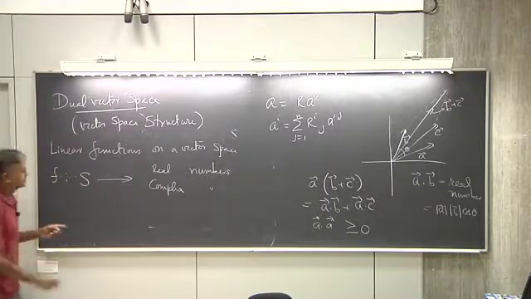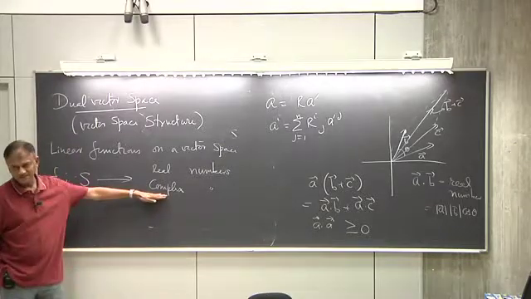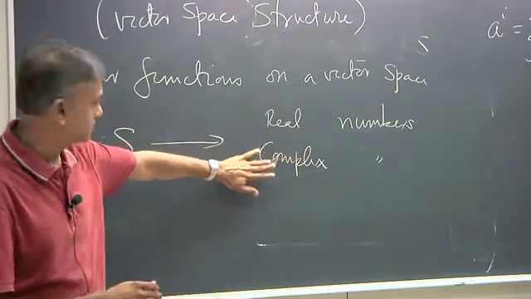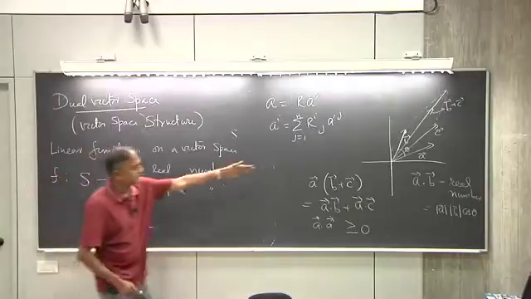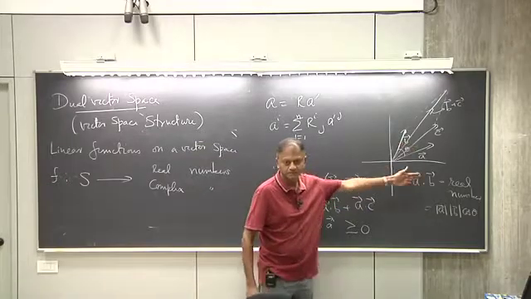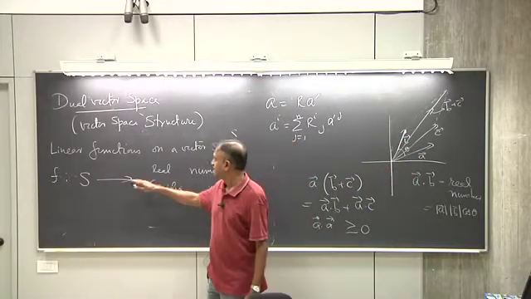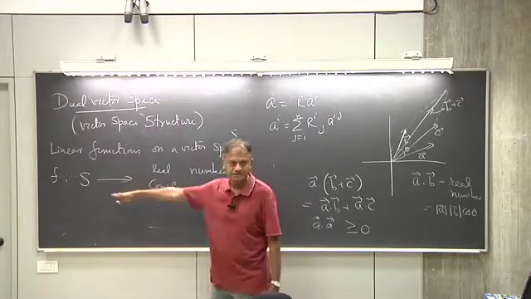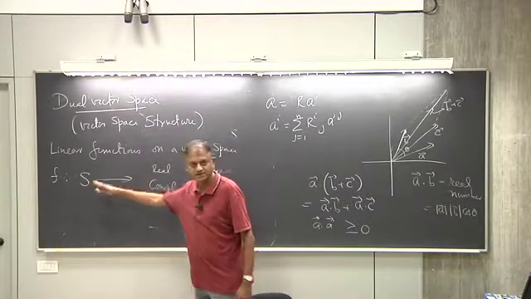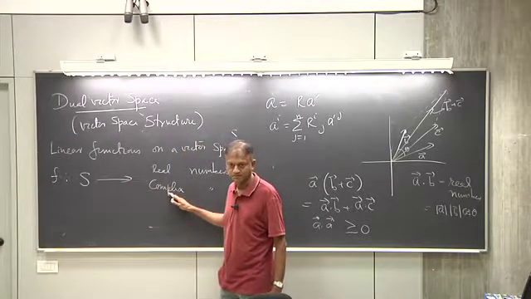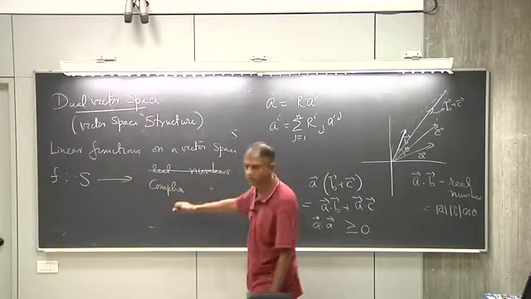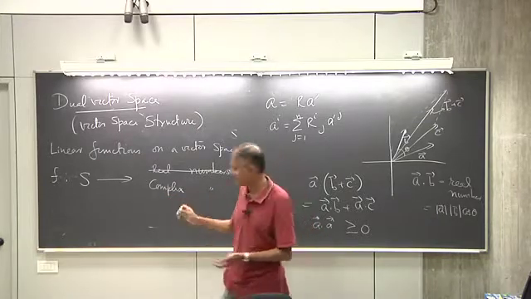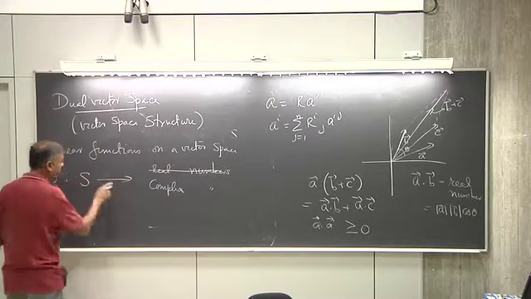Let me always work with the complex numbers because real is just a special case of it. If S is a real vector space, then we are looking at real functions. If S is a complex vector space, I'll be looking at complex numbers. Complex is more general; you specialize it and you get the real vector space. So what do I mean by that?